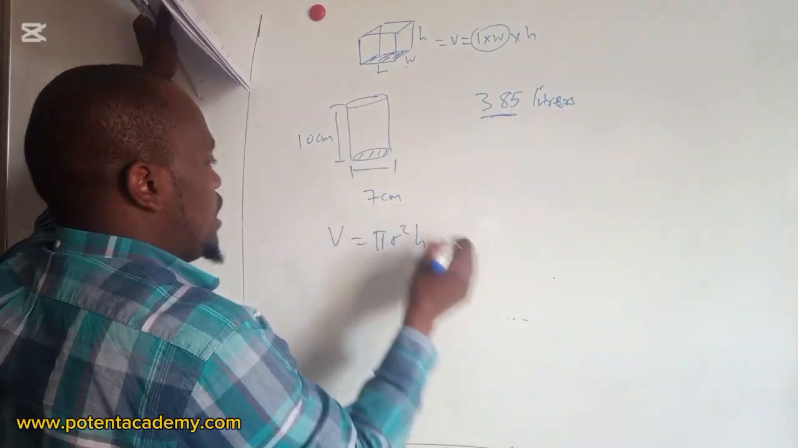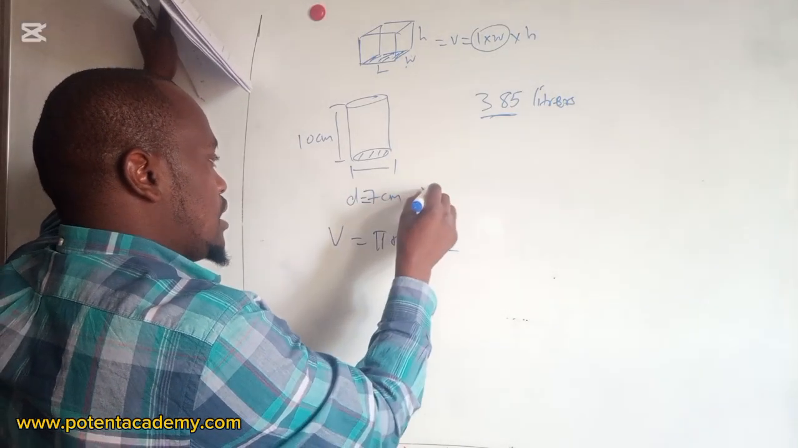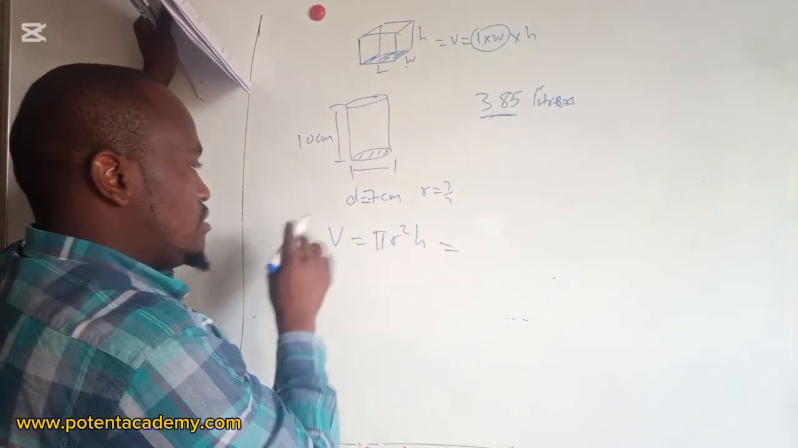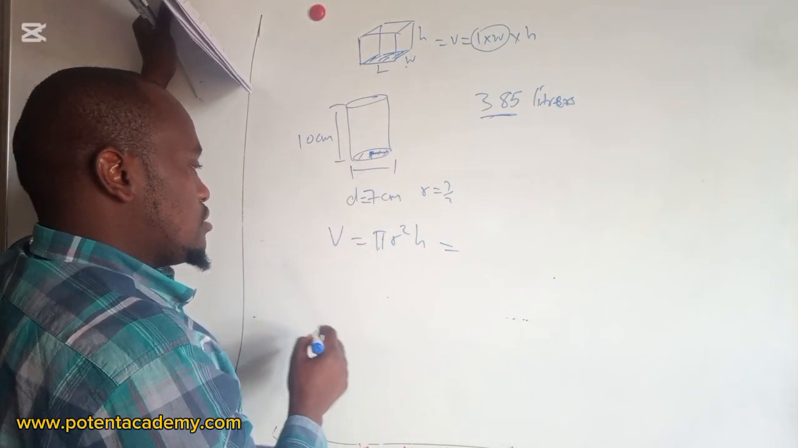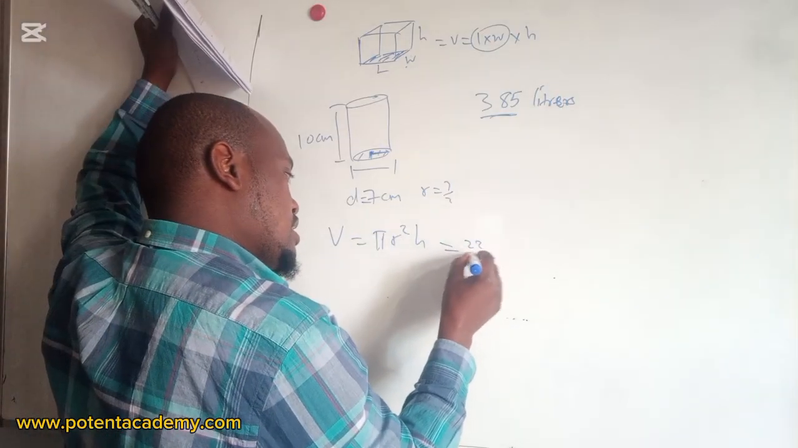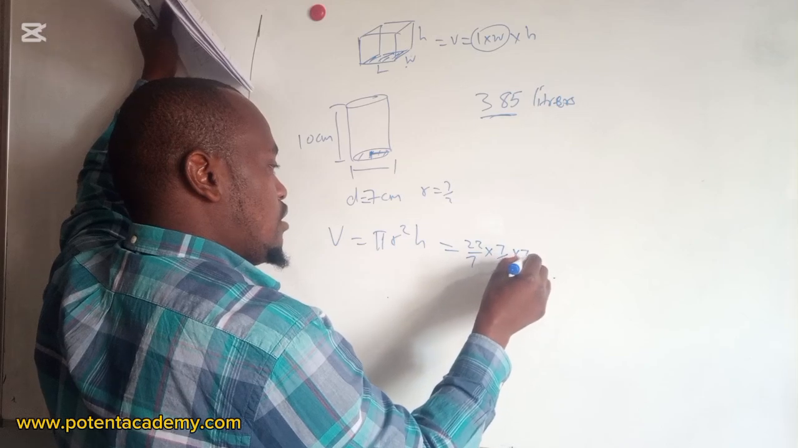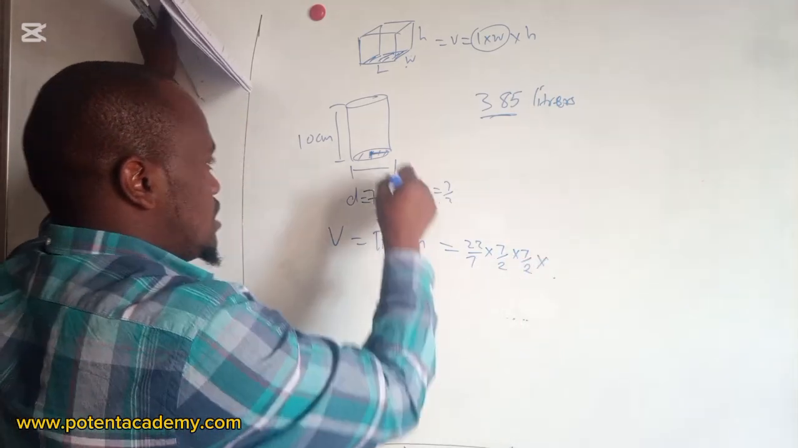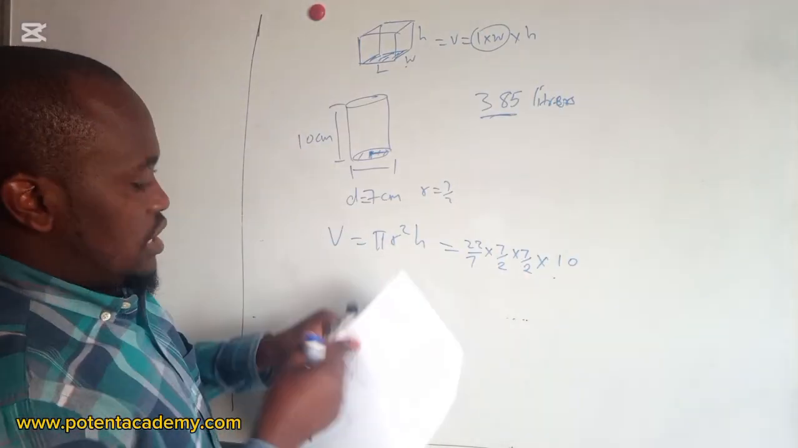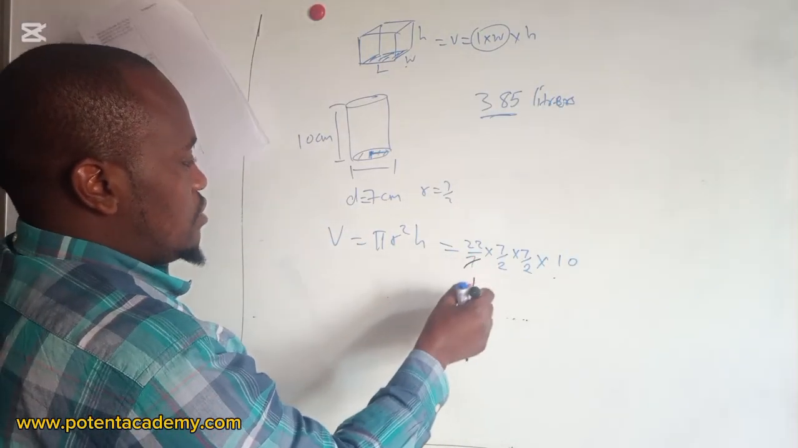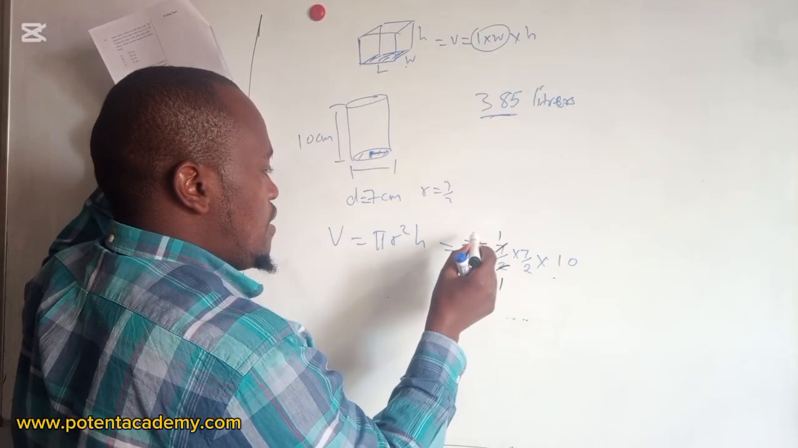This one is pi r squared. D is 7. This is d. So r is 7/2. You divide diameter halfway by 2. This one is 7/2. So pi r squared is 22/7 times 7/2 times 7/2 times the height, which is 10 centimeters. So we can divide now by 7, 1 by 7, 1 by 2, 1 by 2, 11.